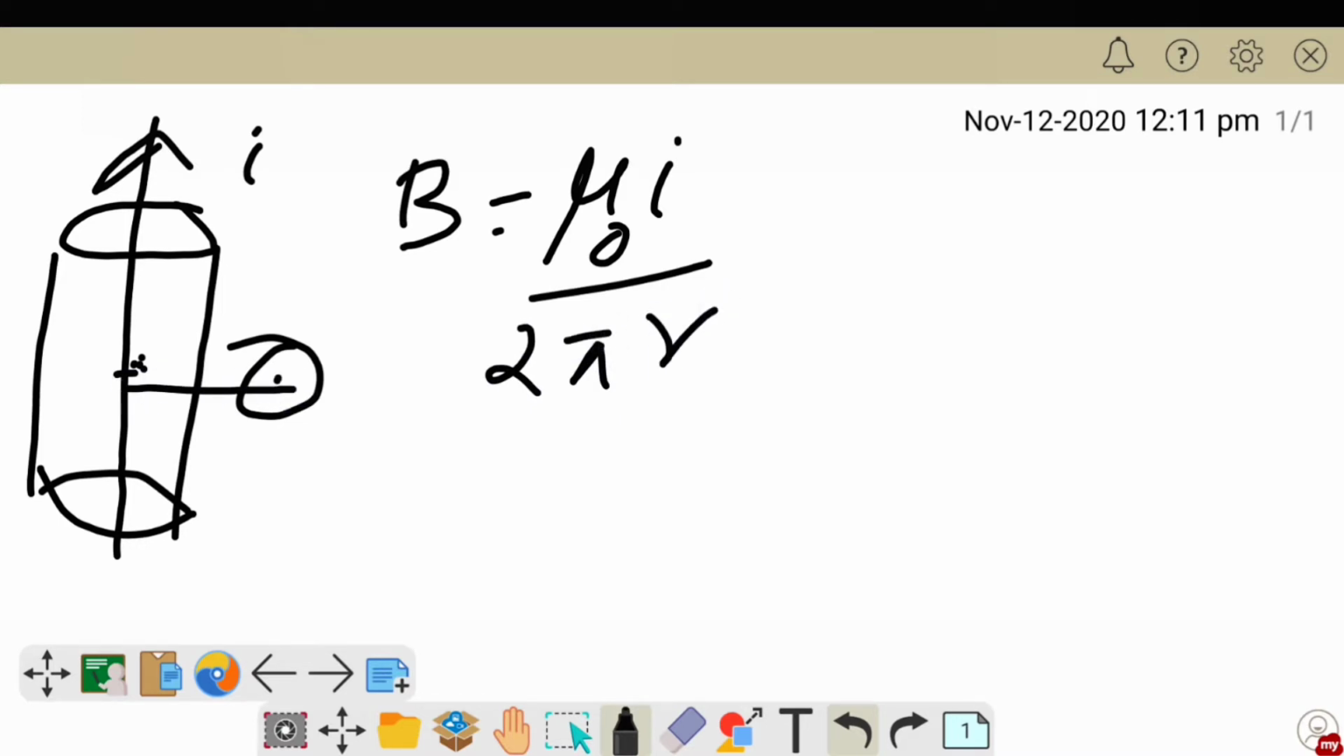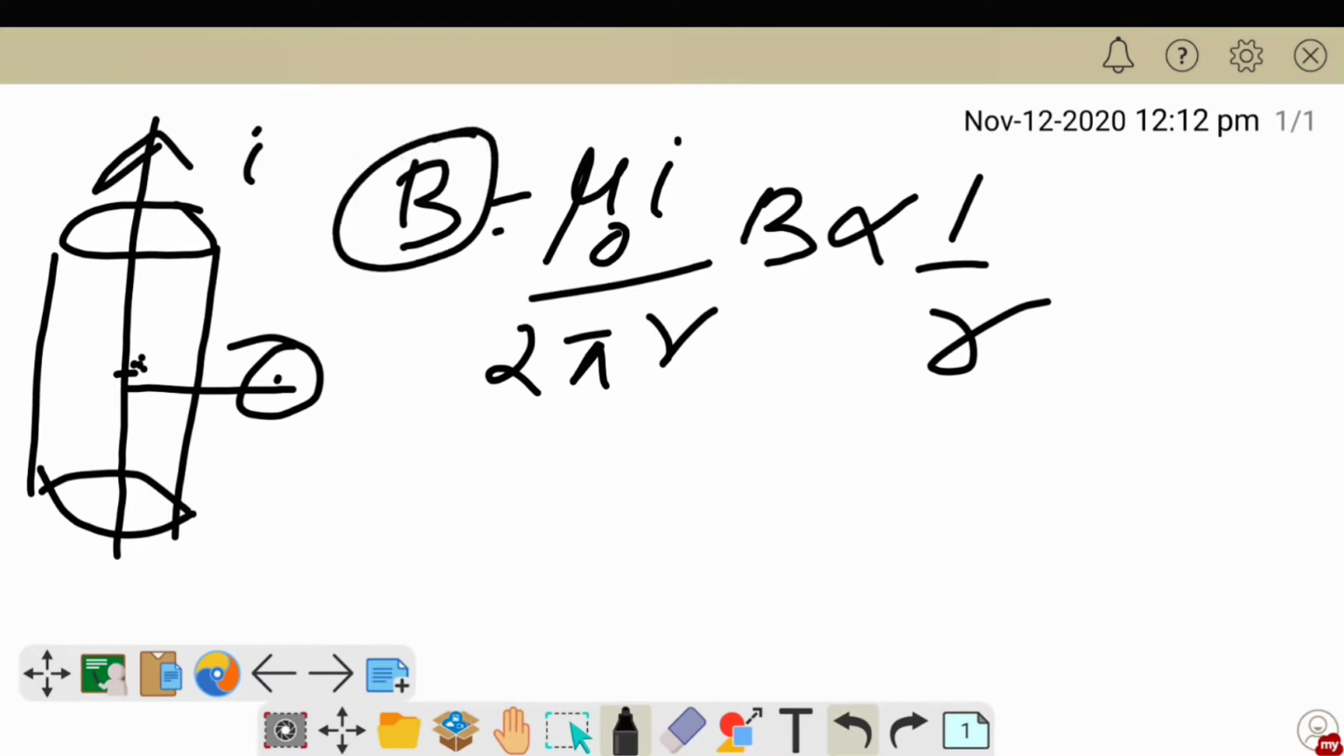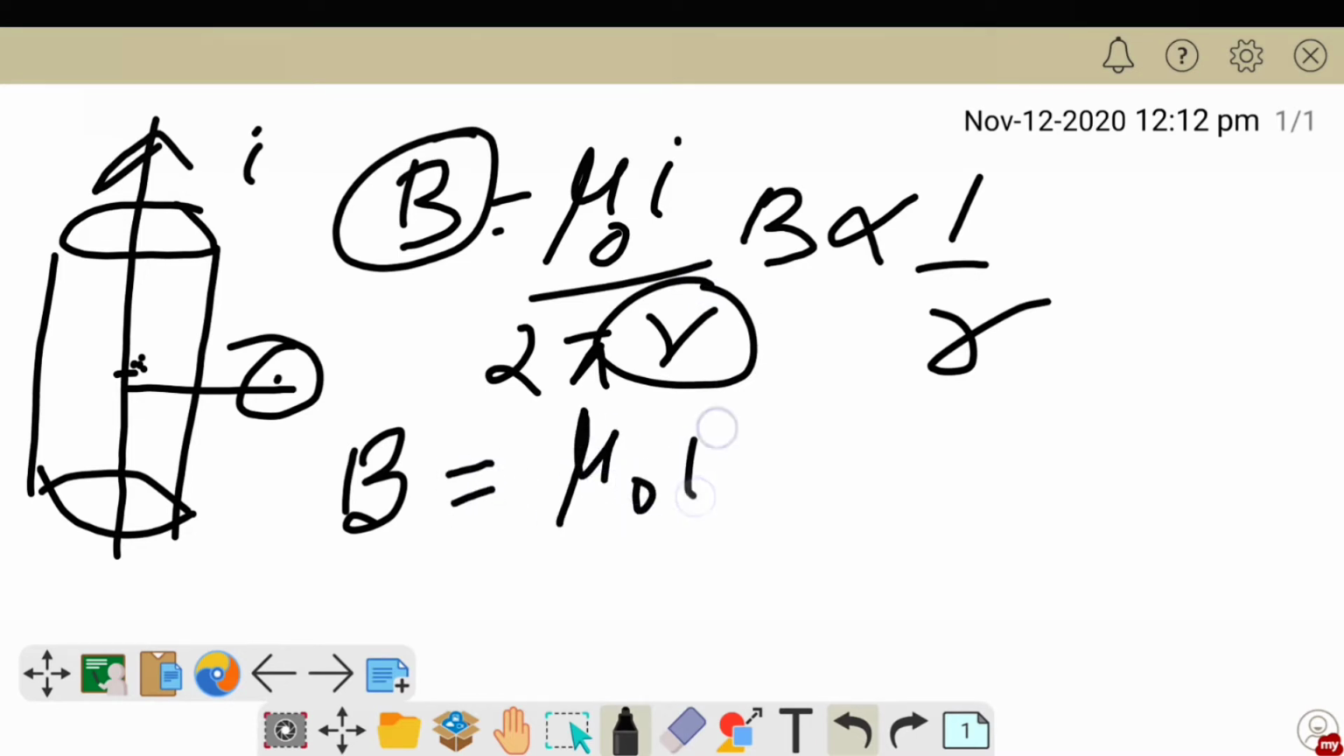So here B is inversely proportional to r. Now this is the magnetic field outside the conductor. Now on the surface, this small r will be replaced by capital R, so it will be mu naught I by twice pi capital R, if capital R is the radius.